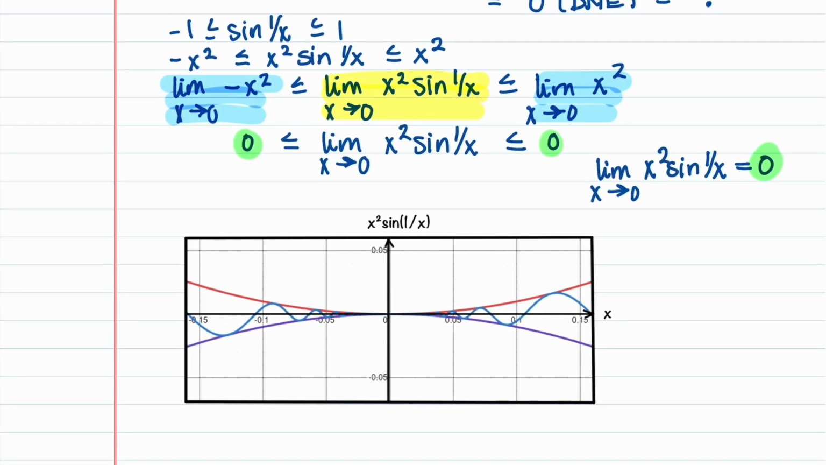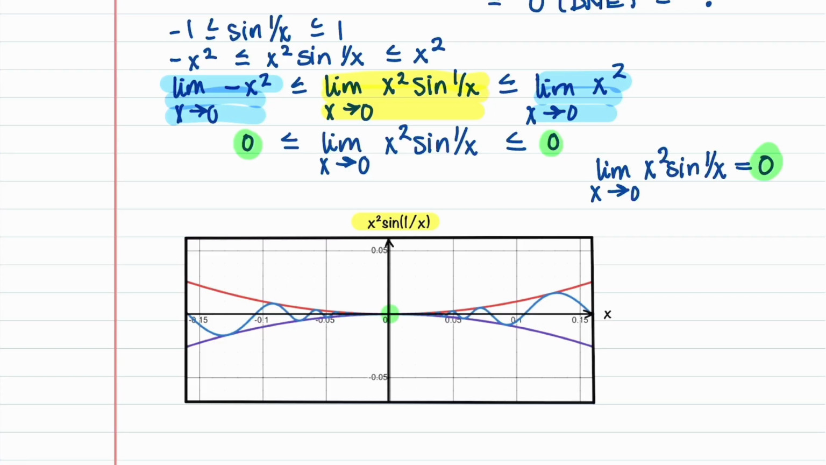Just for fun, I've graphed x squared sine 1 over x so that you can see what this looks like. You can see that the limit of this function is going to go to 0 as x goes to 0. It continues to oscillate all the way down to 0, but the oscillation is bounded by x squared, which goes to 0, so that makes this function have a limit of 0.